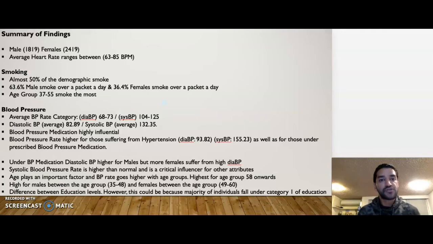This is a summary of our findings based on the entire analysis that we've done on this data set. As you can see, smoking, almost 50% of the demographic smoke. The breakdown of male and female is given. The age group 37 to 55 years smoke the most. As you can see, the blood pressure is extremely higher than average, especially the systolic blood pressure.